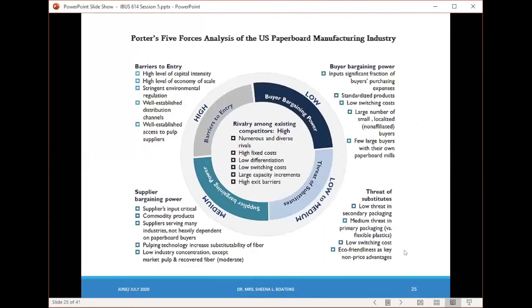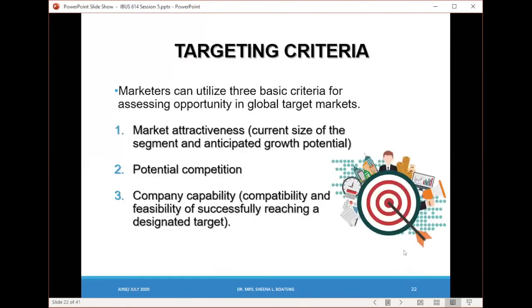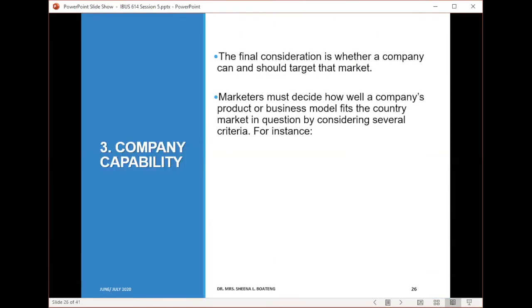And that is it for potential competition as the second criteria for targeting market segments. Now, the third criteria under targeting market segments that we are going to talk about is company capability. And like I mentioned earlier, the company needs to think about whether they can and should target that market, because perhaps the market may be attractive enough.